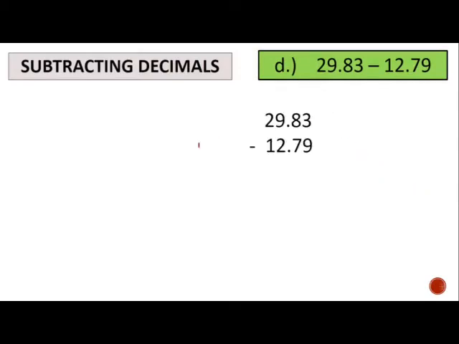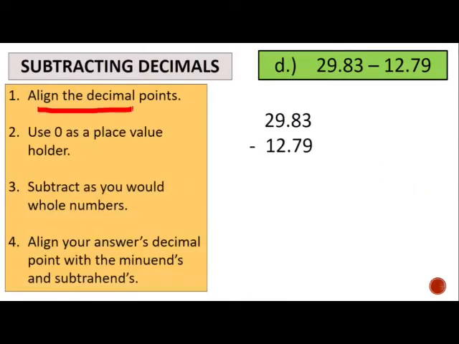Just the same. First step is we align the decimal points. Are they aligned correctly? Yes. Do we need to add 0 as a place value holder? No, because there's no gap formed. Let's subtract now as we would whole numbers. 3 minus 9. Can you remove a 9 from 3? Hindi pwede, no? When we subtract, the number on top should be at least equal doon sa nasa ilalim. Or dapat syempre mas malaki.